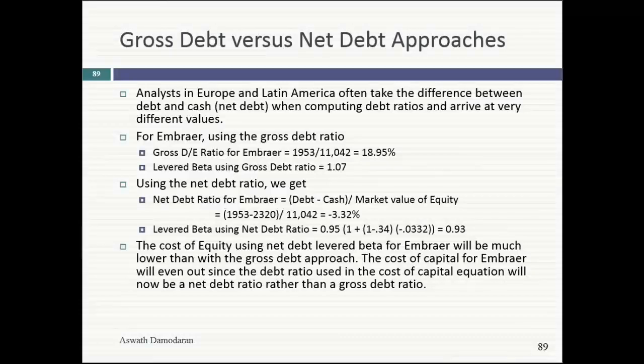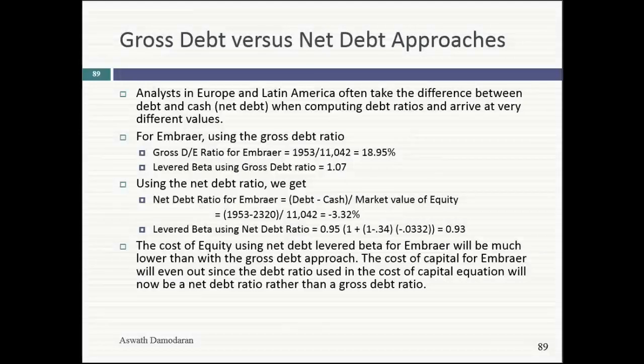The gross debt to equity ratio was 18.95. The levered beta using that was 1.07. The net debt to equity ratio for Embraer at the time that I did this was minus 3.32%. Why? Because the cash balance exceeded their debt. Hang in there. If I use a negative net debt to equity ratio, my levered beta is actually lower than my unlevered beta. It's okay. You say, but I'm getting two different betas. It's okay. Use the lower beta, you're going to end up with a lower cost of equity, right?